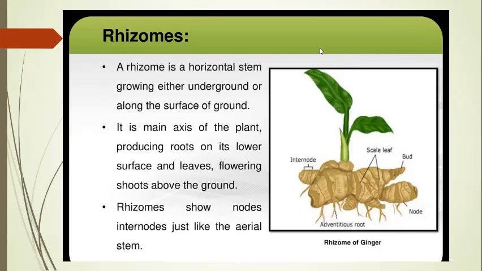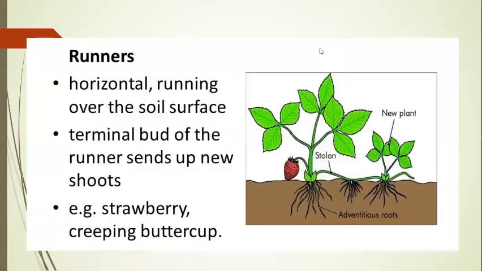It is the main axis of the plant, producing roots on its lower surface and leaves, and flowering shoots above the ground. Rhizomes show nodes and internodes just like the aerial stem. So examples of this are ginger and turmeric.